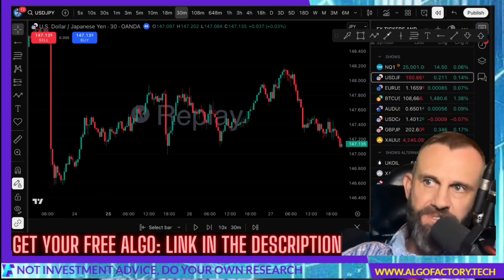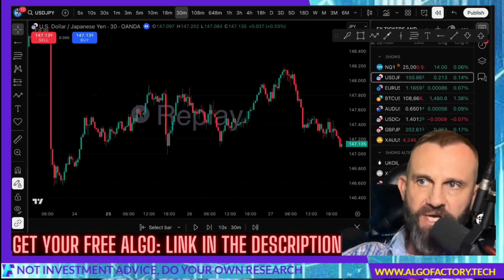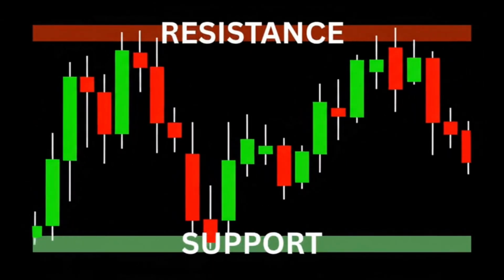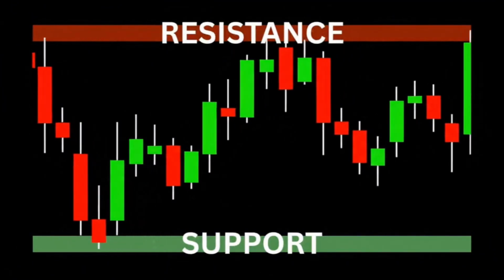Greetings, Algo artisans. Today I'm going to show you the right way to identify and use support and resistance in trading. Support and resistance are two of the most basic and important aspects of trading.